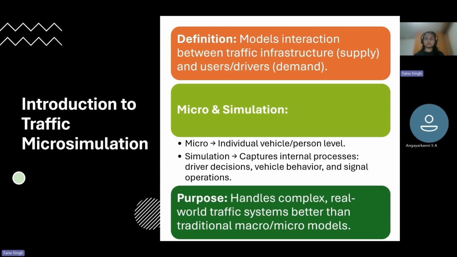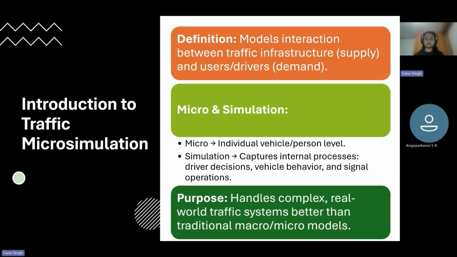Okay, so now starting with traffic microsimulation. Essentially, this models the interaction between the physical traffic system, like routes, intersections, signals, and the users, that are vehicles and drivers. So the infrastructure is the supply, whereas the users or drivers are the demand.